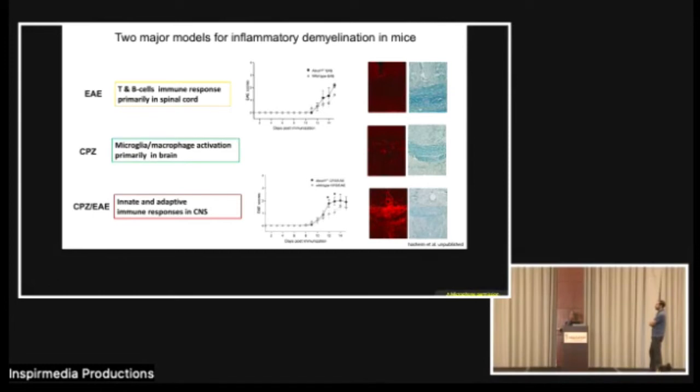But when we do cuprizone EAE, here is the behavior phenotype. We could see a little bit of significant difference at 12 and 13 days between ABCD knockout mice and wild type mice. And when you compare, in this area we have a lot of monocyte macrophage and we have demyelination. See, the staining is weaker when comparing these two in this area.